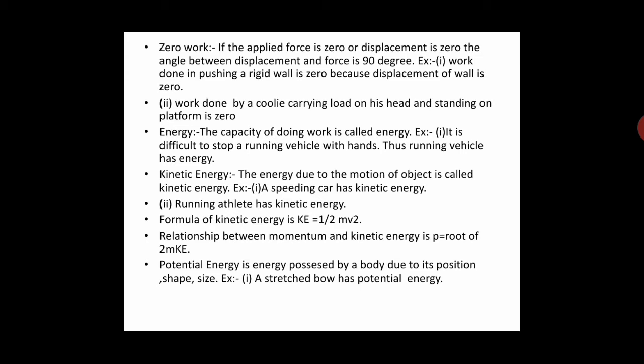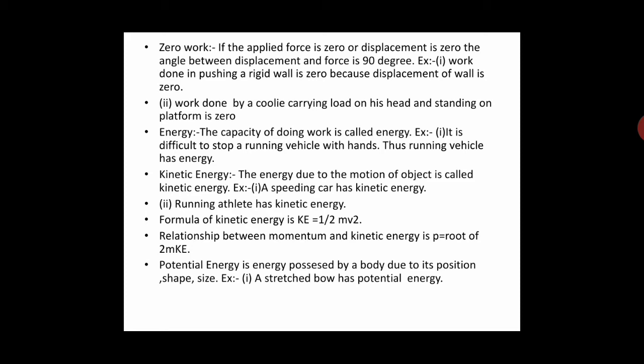Kinetic energy. Kinetic energy is obtained due to the motion of an object. So if an object is in motion, we say it possesses kinetic energy. Example number 1. A speeding car has kinetic energy. As it is obvious, the car is in motion, so it will attain kinetic energy. Next example, an athlete has kinetic energy because the athlete is in motion.